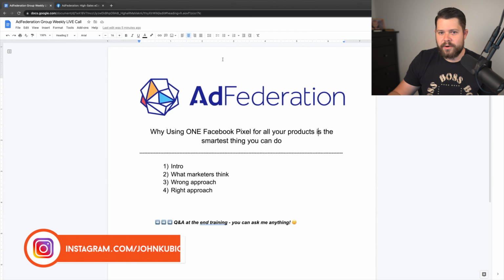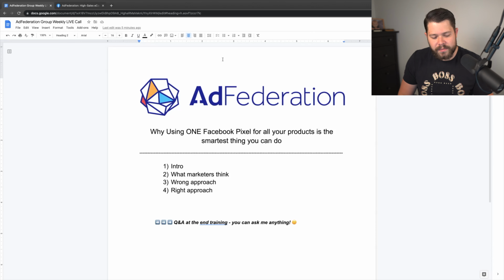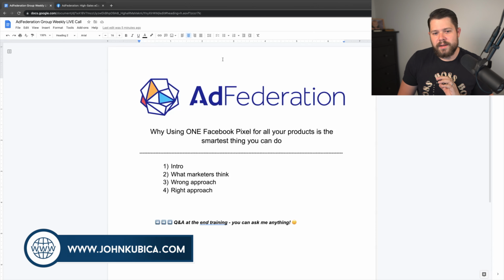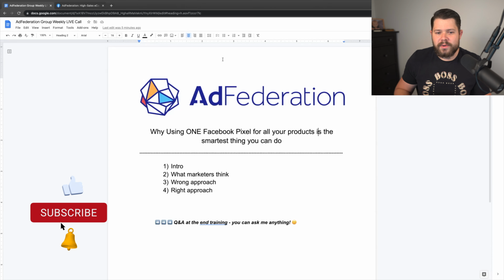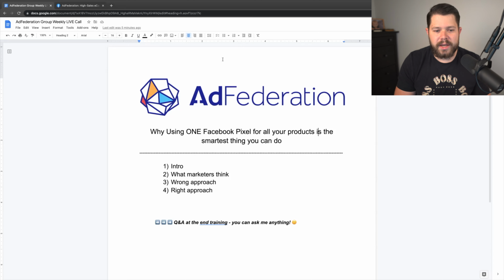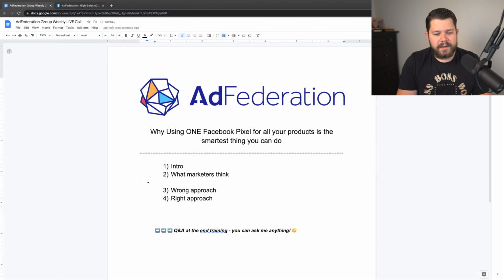And every time I read what other marketers are posting, I don't know if these people make money or not, but most of them say no, you need to have one pixel for every product. Some people even say you should use a pixel per campaign or per event. Some say 1 pixel per ad account, 1 pixel per store, 1 pixel per niche.